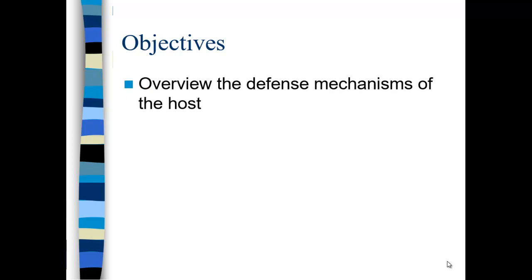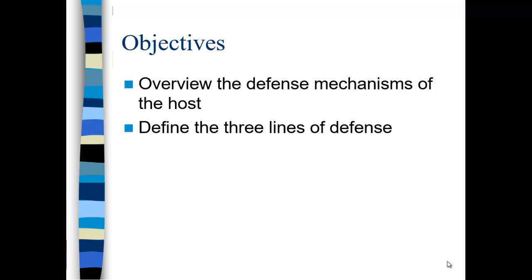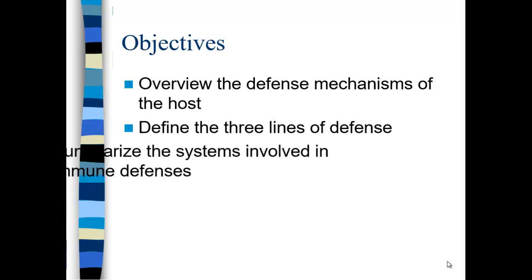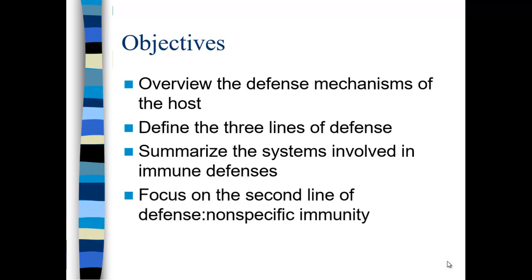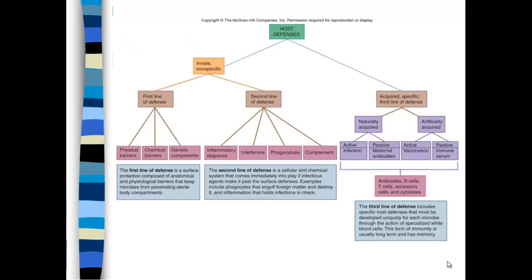Our objectives of this chapter are to look at the defense mechanisms of the host, define the three different lines of defense, and to summarize the systems involved in immune defenses. And in this first chapter, we're going to focus on the second line of defense, nonspecific immunity.